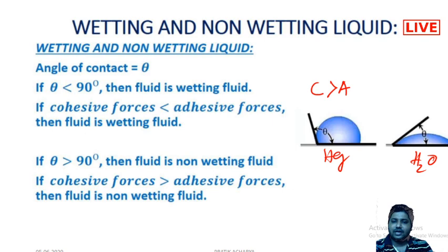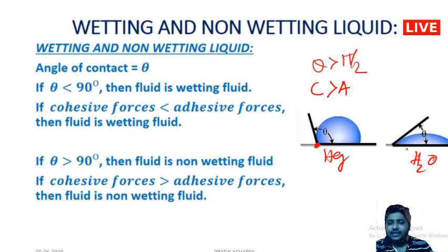It will contract its area. As the cohesive force is more than the adhesive force, the surface tension of the mercury is very high, and it will not spread on the surface. It will not wet the surface. If you take this contact point and draw the tangent, this theta is greater than 90 degrees.